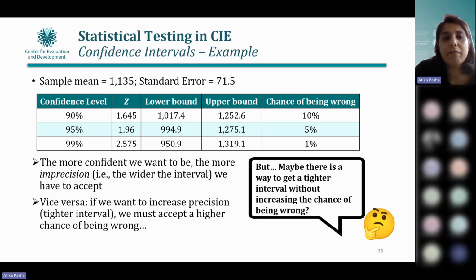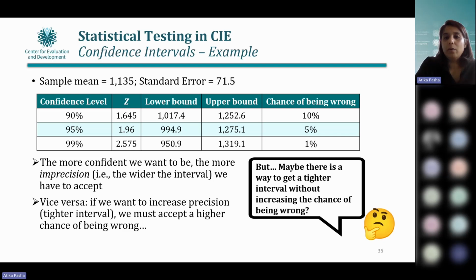So it deviates even further and further from our mean, giving us a lower likelihood of being wrong, but a very large confidence interval. What this means is that the more confident we want to be, the more imprecise or the wider our intervals get, and we have to accept that. And so if we want to increase our precision, we have to accept a higher chance of being wrong. So if we want to be more precise, we have to go with a 90% confidence level instead of 99%.